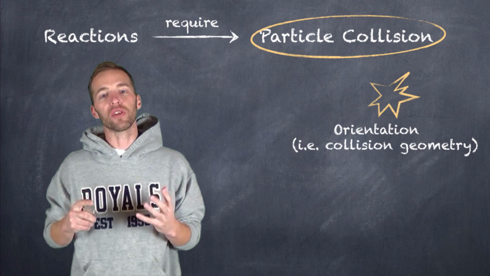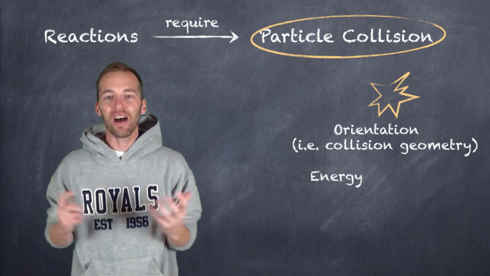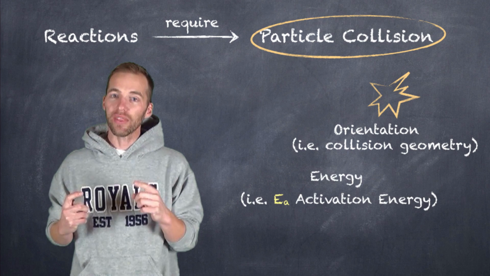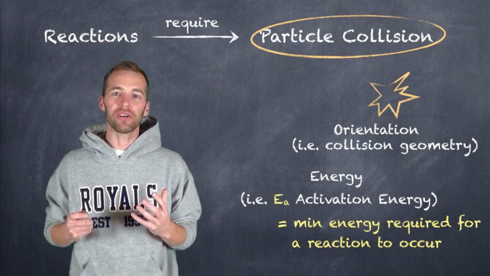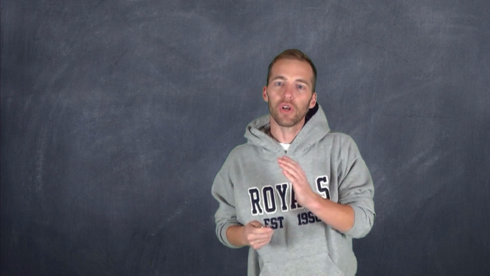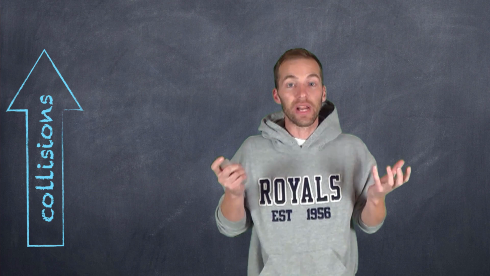But what we're going to focus on is the appropriate amount of energy. Particles need enough energy when they collide to create a reaction. And we call this activation energy. Now, activation energy is just the minimum amount of energy that's required for a particular reaction. If we understand that a collision results in a reaction, if we can increase the number of collisions, then we can increase the rate of the reaction.